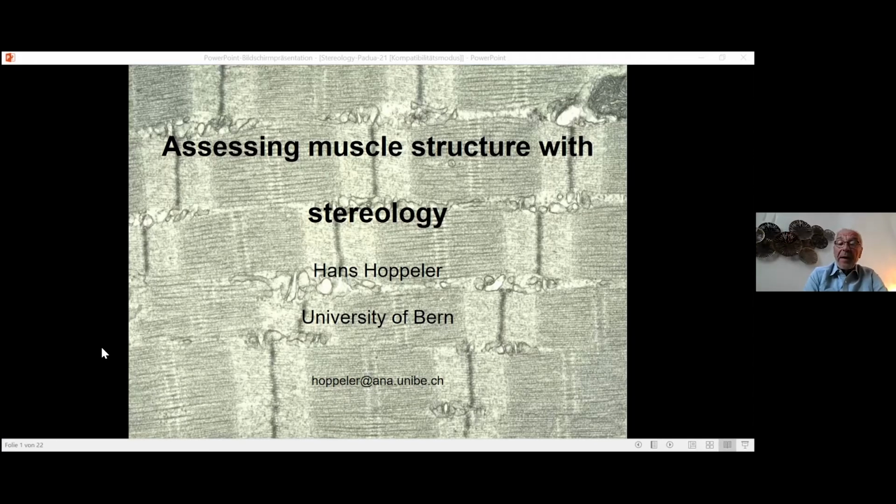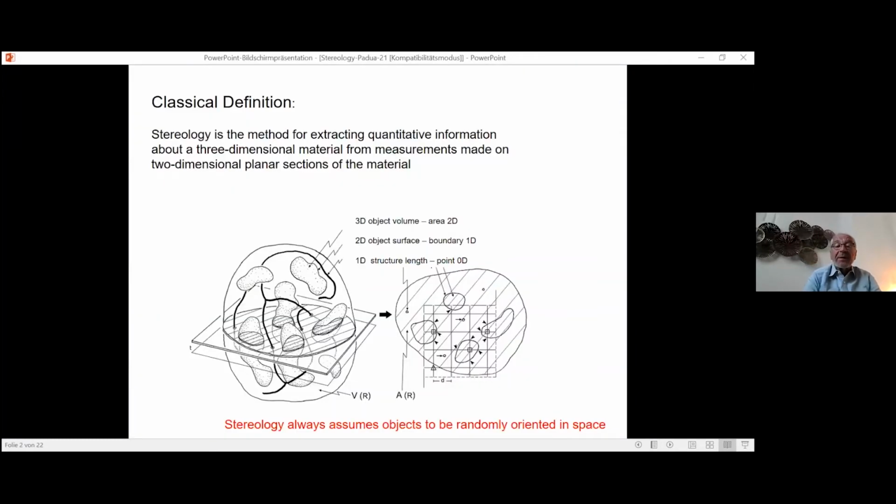But eventually, you may not only want to see structures in a qualitative way, you may want to make measurements from these sections that you have made from your tissue.